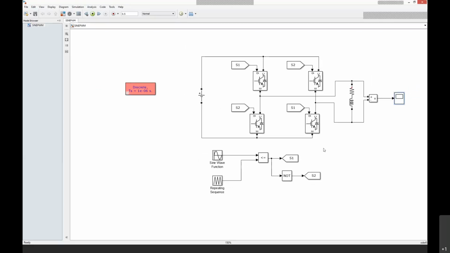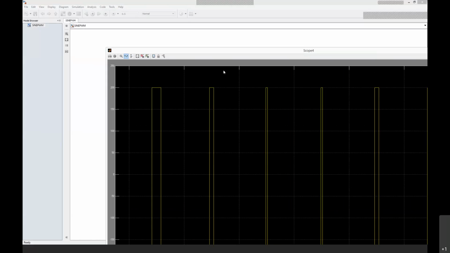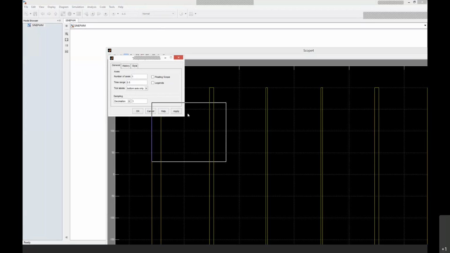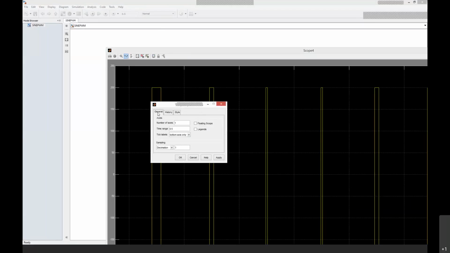The next thing is we need to check its harmonic spectrum. For that, you go to the scope. If you want to check the harmonic spectrum, we need to store all the individual points so that we can see the harmonic spectrum. There is a wheel; you just go to the settings of the scope. There are several tabs: general, history, and style. So go to history.